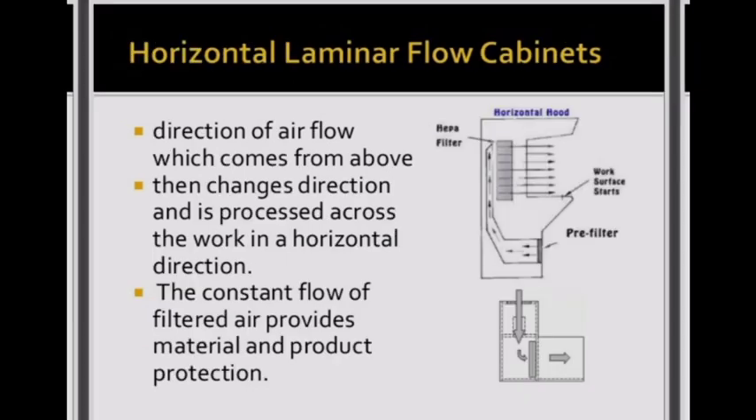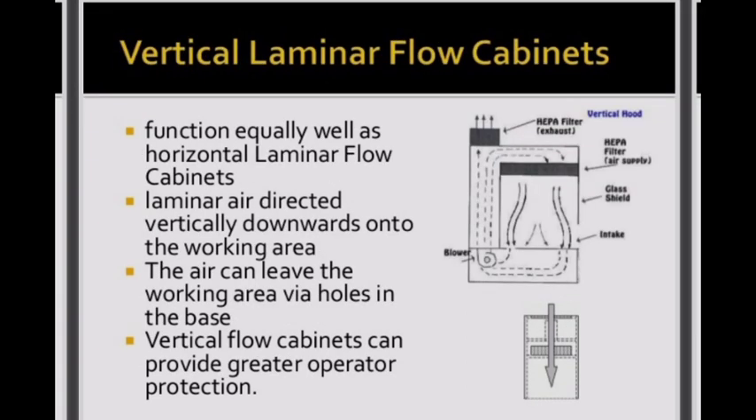What are horizontal laminar flow cabinets? In horizontal laminar flow cabinets, the air flow comes from above, then changes direction across the work area in the horizontal direction. The constant flow of filtered air provides material and product protection. Next we have the vertical laminar flow cabinets. They function equally as horizontal laminar flow cabinets. Laminar air is directed vertically downwards onto the working area. The air can leave the working area via holes in the base. Vertical flow cabinets can provide greater operator protection.